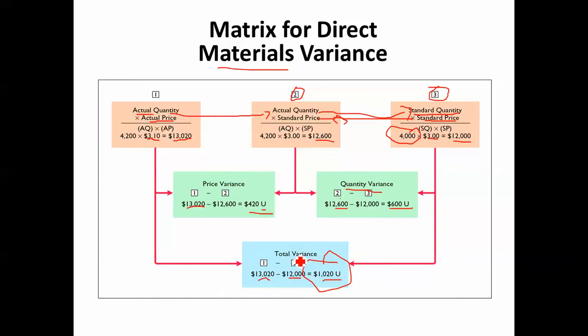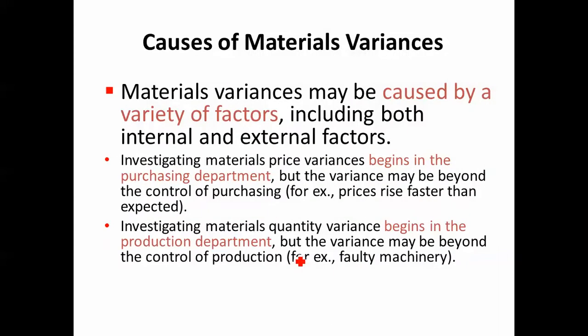So now let's look at labor variances. Well, a material variance can be caused by a number of factors. The purchasing department maybe didn't do a good job in purchasing. The production department used too much material.